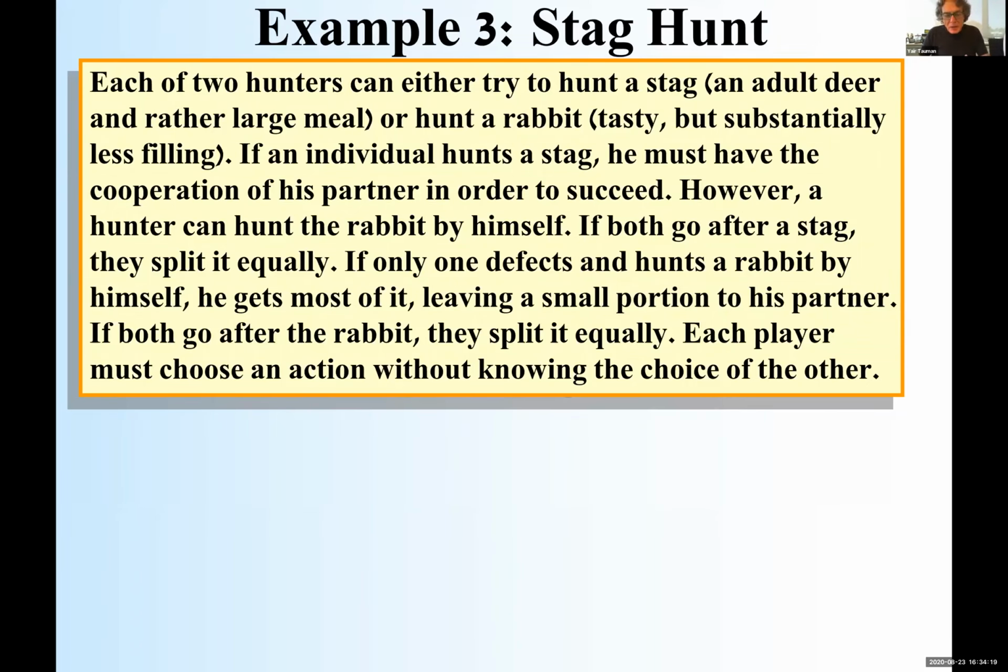Okay? Think of it, according to our example, as if the stag has 8 pounds of very tasty meat, and the rabbit is tasty, but has only 4 pounds of meat. Now, if an individual hunts a stag, he must have the cooperation of his partner in order to succeed. Let's say we know the path that the stag goes, and one should follow the stag from its back and the other one in front, in order to catch and kill the stag. So you need the cooperation of the two in order to succeed in hunting the stag. Only one can do nothing.